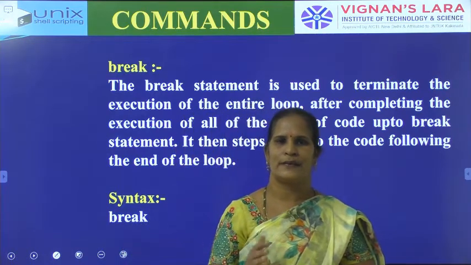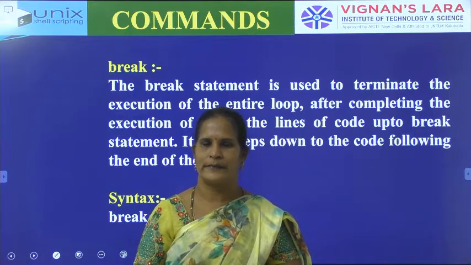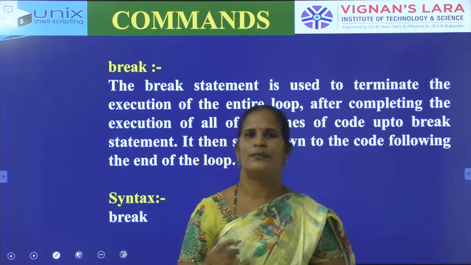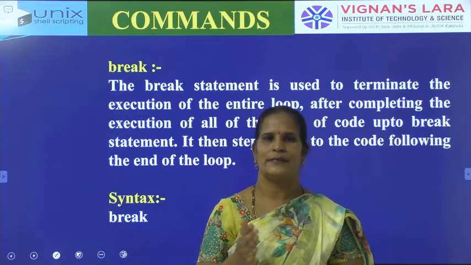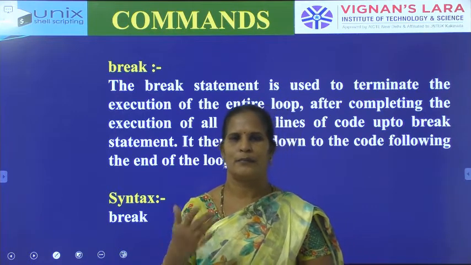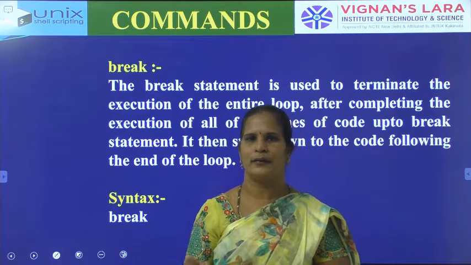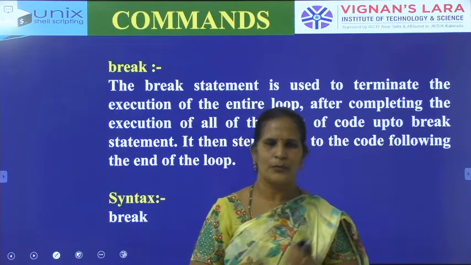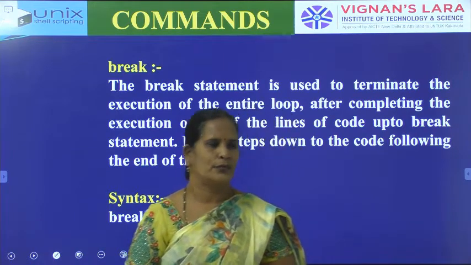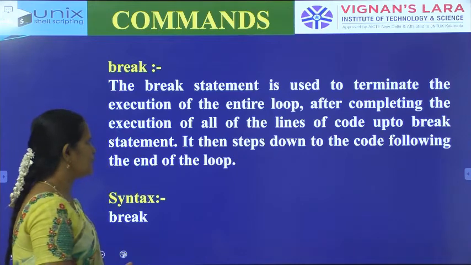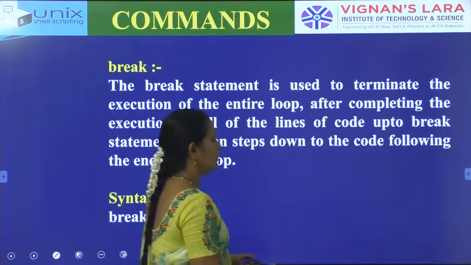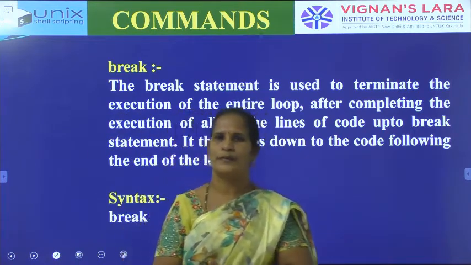The last one is the until loop. Until is followed by a conditional expression, and in between do and done we specify the statements. In the until loop, if the conditional expression returns a false value, then only the set of statements specified between do and done are executed. This is exactly the opposite of the while loop. In the while loop, if the conditional expression returns a true value, then only the statements between do and done are executed. Whereas for the until loop, if the conditional expression returns a false value, then only those statements are executed.